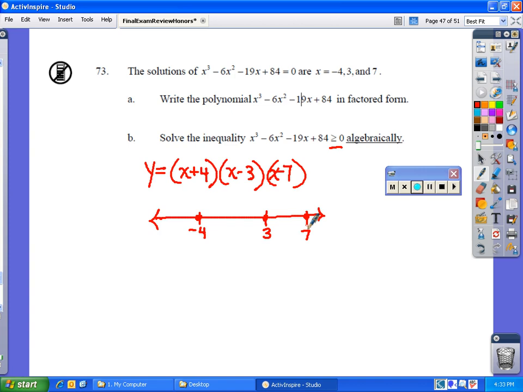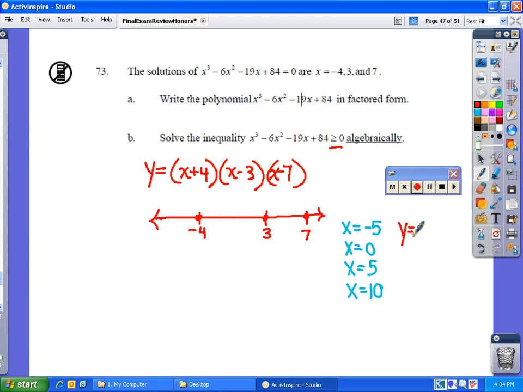Picking values in each section. Less than -4, I'm going to use x equals -5. Between -4 and 3, I'm going to use x equals 0. Between 3 and 7, I'm going to use x equals 5. And from 7 up, I'm going to use x equals 10. Notice I'm just picking values that are easy to work with. When I plug these values into the equation, I actually don't even need the numeric values. I just need to know if they're greater than or equal to 0.